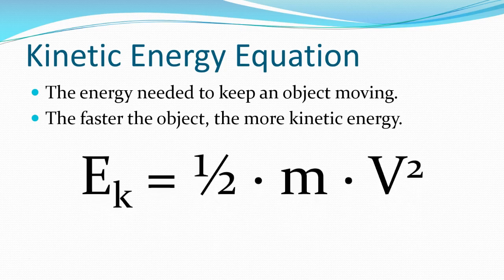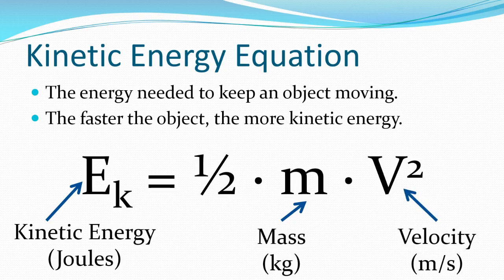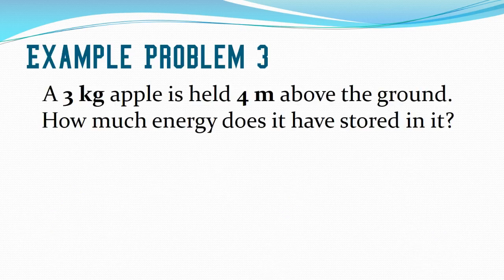Here's our formula. E sub k, that's the kinetic energy. That's how much energy we have stored. 1/2 is just 1/2. M is mass, always in kilograms. And then v is our velocity. It's how fast the object's moving, v squared. Let's try a problem or two.